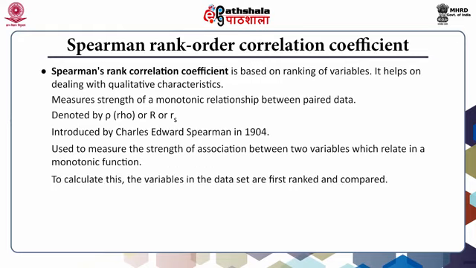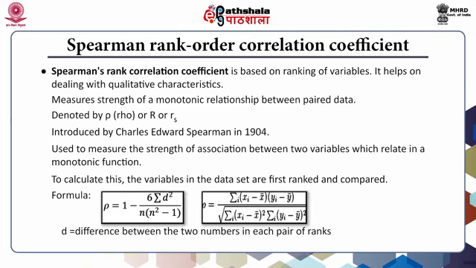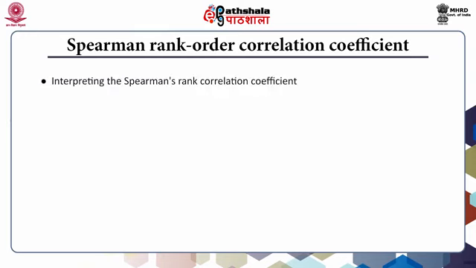To calculate this, the variables in the dataset are first ranked and compared. The Spearman's rank correlation coefficient is obtained by the formula which is given below. Another formula for Spearman's rank coefficient is also provided. Spearman rank correlation coefficient interpretation is as follows.